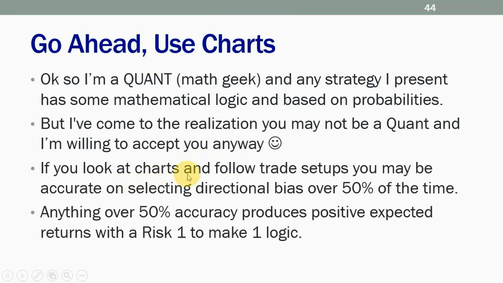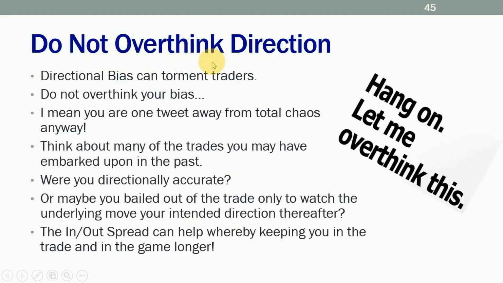If you look at charts and follow trade setups, you may be accurate on selecting directional bias over 50% of the time. Anything over 50% accuracy will produce positive expected returns with a risk one to make one logic. That's the second time I've hammered that home. All I'm saying here is this: if you risk one to make one and you're accurate, let's say even 55% of the time, you're actually going to make good money. If you think you could be right 55% of the time. But do not overthink direction.